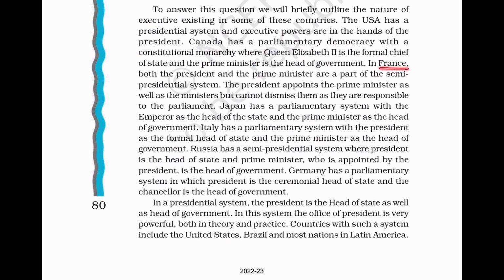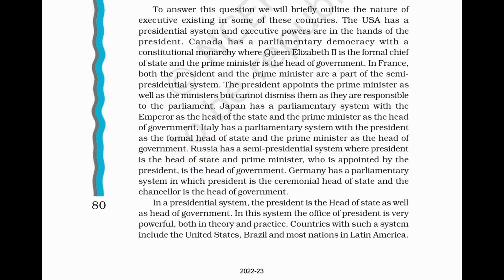Then France में ही the president appoints the prime minister and the ministers, but cannot dismiss them because they are responsible to the parliament. Japan में what kind of a system is there? Parliamentary system. Emperor would be the head and prime minister would be the head of government. Italy has a parliamentary system with president as the formal head, prime minister as the head of government.